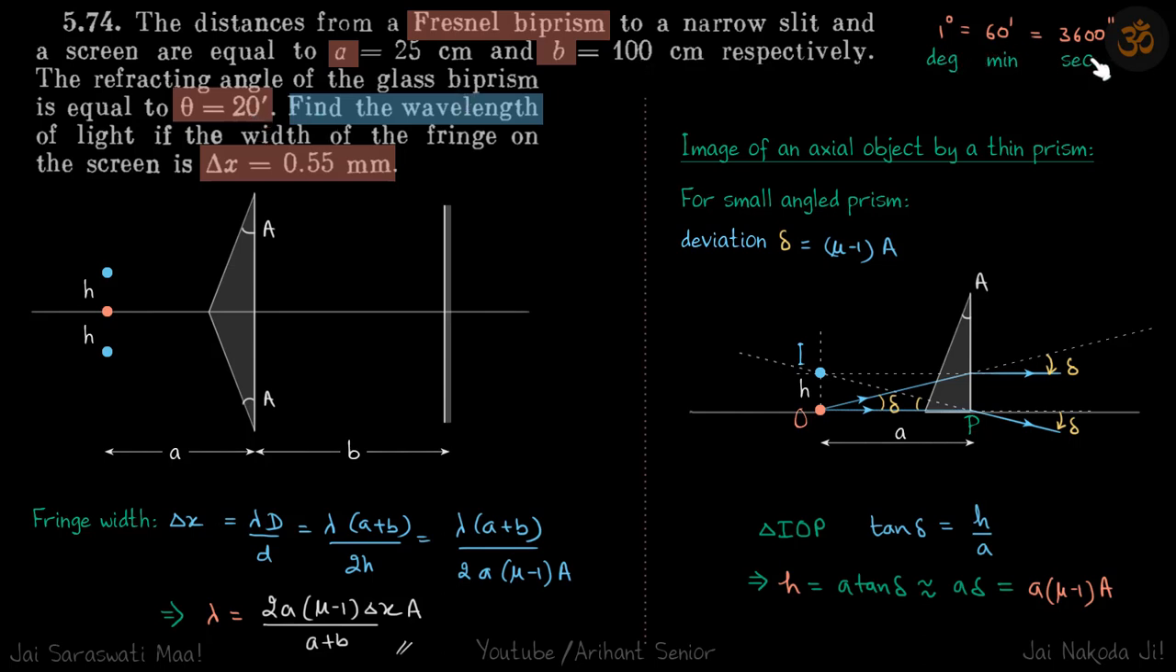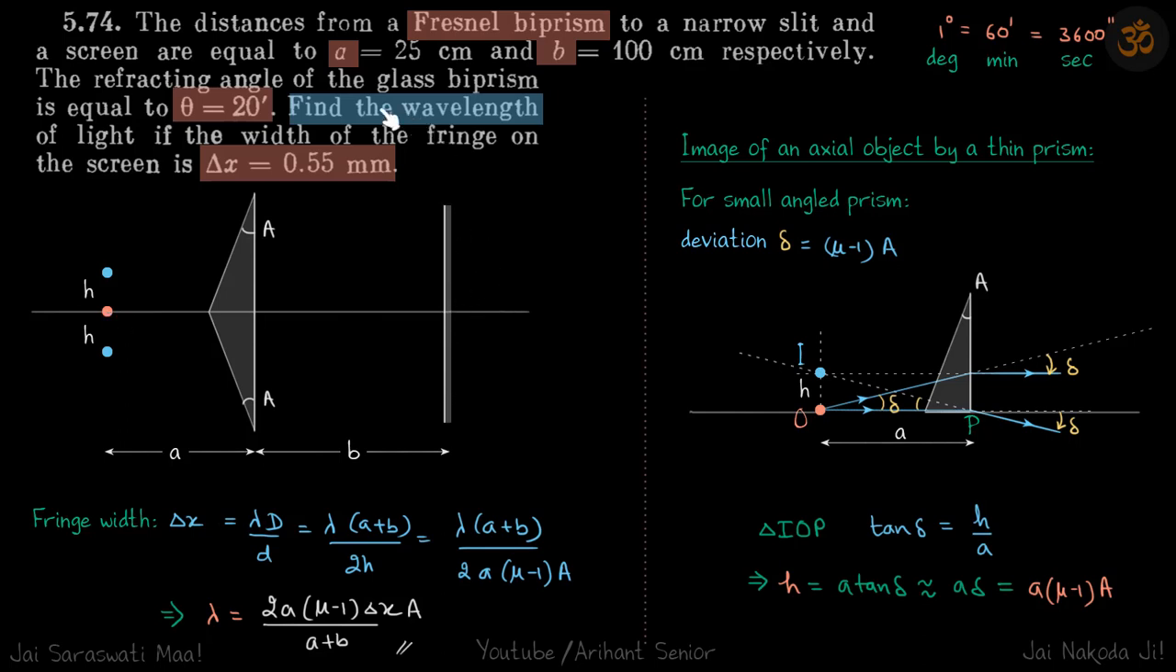So we must know this basic conversion that 1 degree has 60 minutes, and each minute has 60 seconds. So 1 degree will have 3600 seconds. Here it is given as 20 minutes, so this angle theta is 1/3 of a degree. It's quite small. So this is a very small angled prism, and we have a source and a screen.